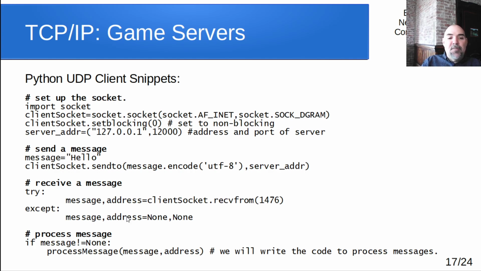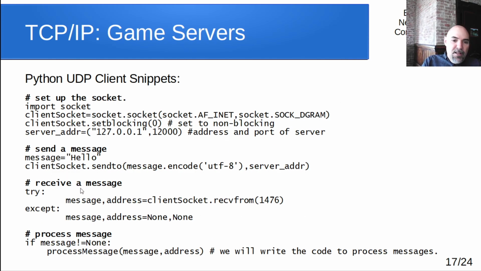Now, notice if the exception happens and I didn't receive a message, I'm setting the message to none and the address to none. And then down here, if the message I got was not none, then I got a real message, so I'm going to process this. I'm going to pass that off to be processed by my client code. So this is the heart of how we're going to set this up.